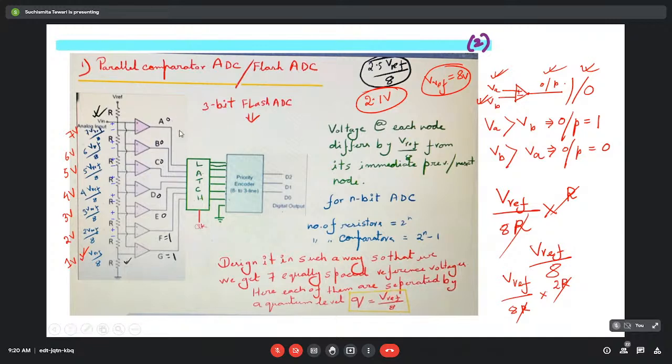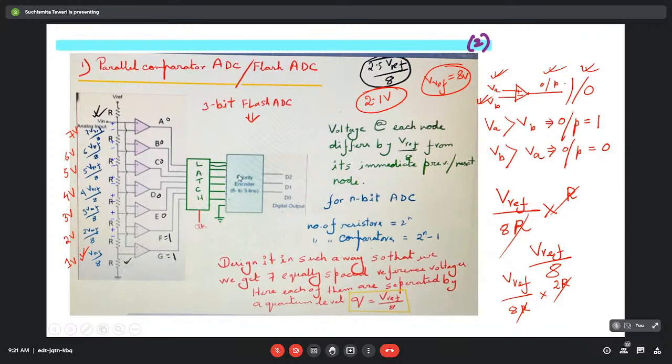Now these 7 outputs of the comparators are fed to a latch. A latch is nothing but something that holds this value, and with the application of a clock or latch enabling signal, it will transfer the value from its input to its output. Now here another thing is being used, which we call a priority encoder. Now basically, what is the job of this particular block?